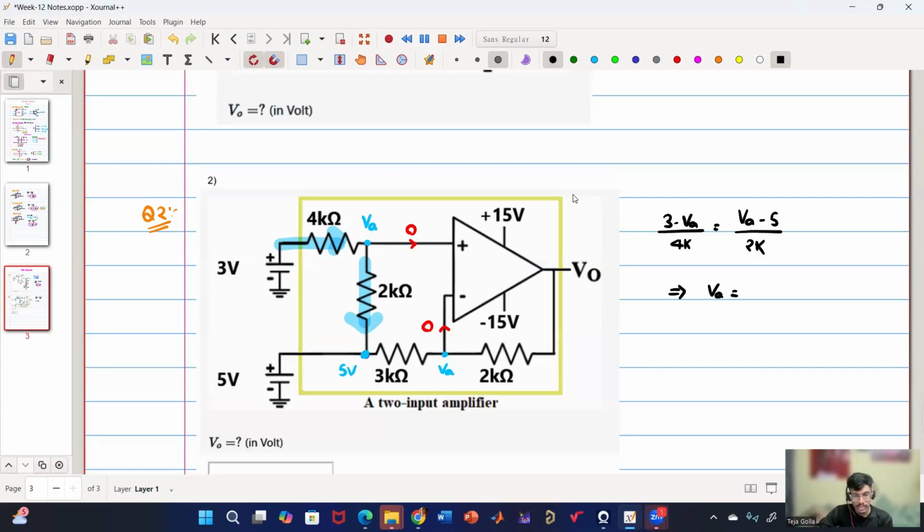13 by 3. Nandini says 13 by 3. Gyanendra already said 13 by 3. So VA is 13 by 3. This is also 13 by 3. So now how can we calculate V naught?